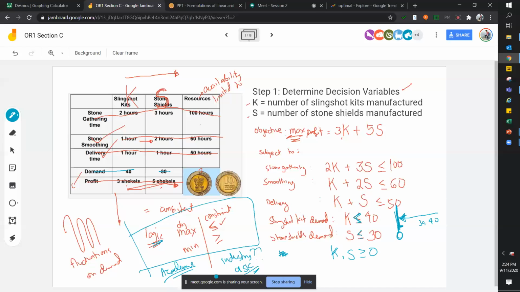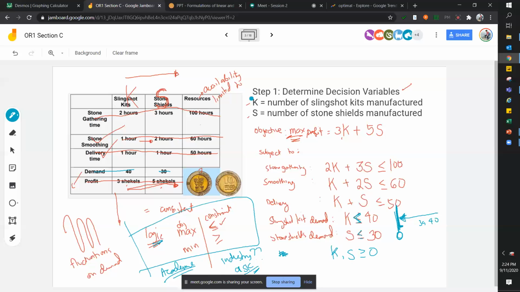Questions? So far, naintindihan natin? So, ganyan kadaling mag-construct ng equation, linear equation, kung nakalagay siya sa table. Okay? Pero, again, pag sa tunay na buhay, pag nasa industry ka na, hindi yan nakatabulate. Ikaw ang mangongolekta ng data.